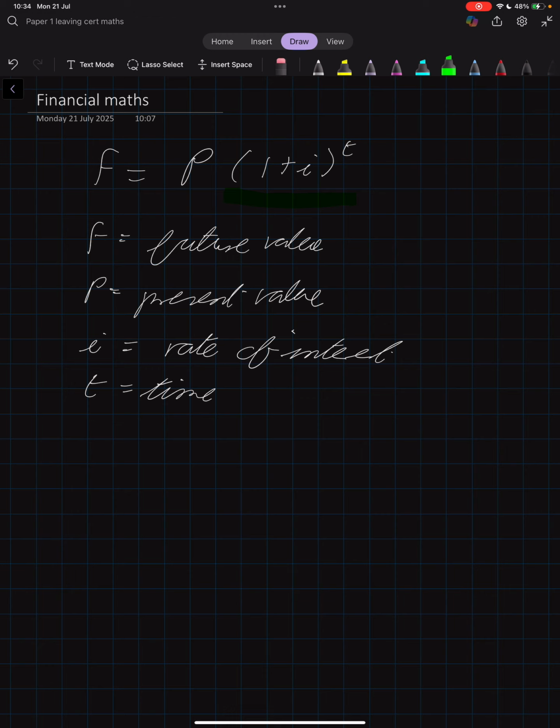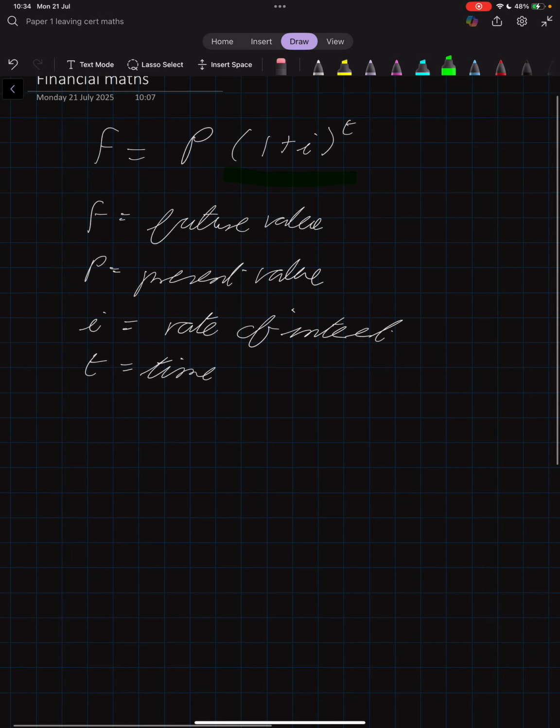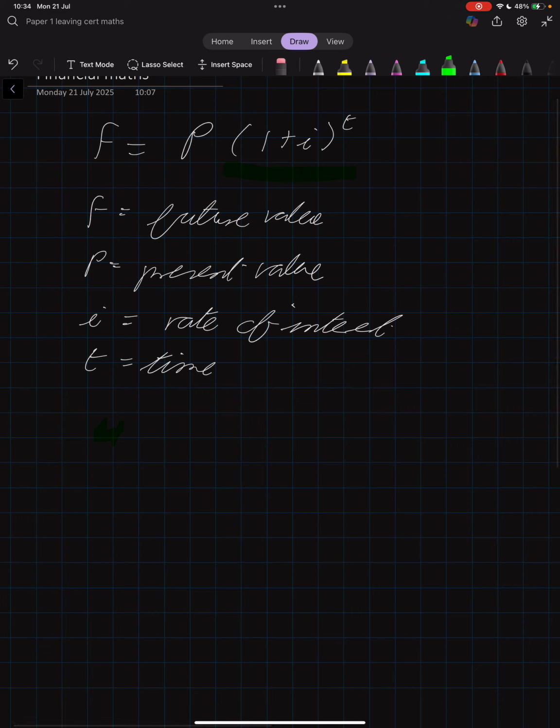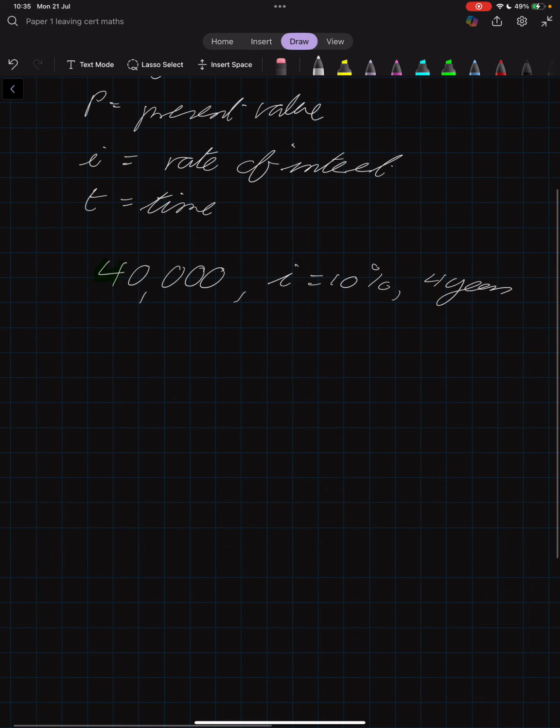So we could do something like this. Let's say you have 40,000 and you want to invest it at a rate of interest of 10% for 4 years. What they're asking is, how much money will you have at the end? Well, in the future, that's going to be the present value, which is 40,000, multiplied by 1 plus I.